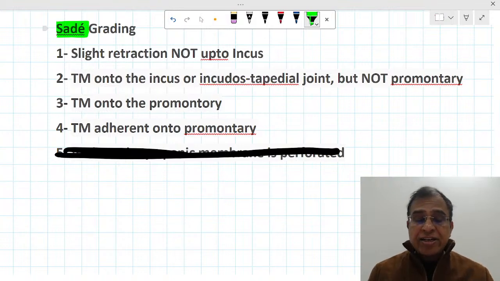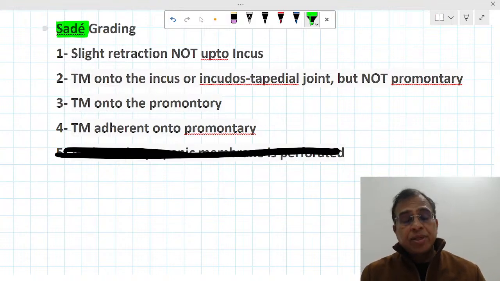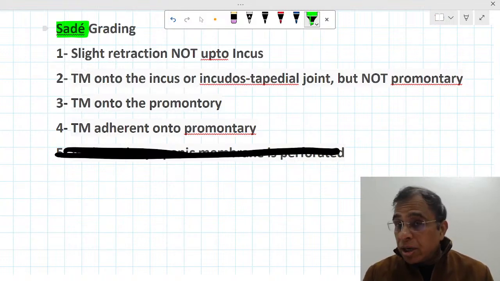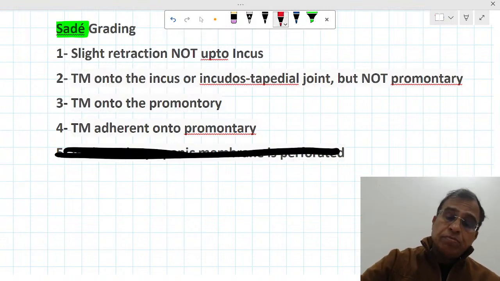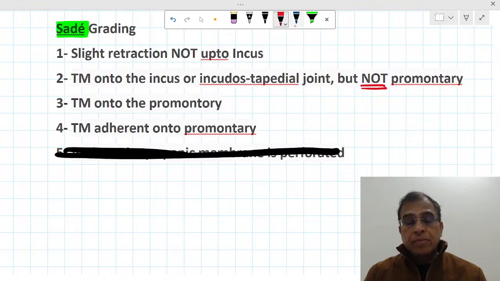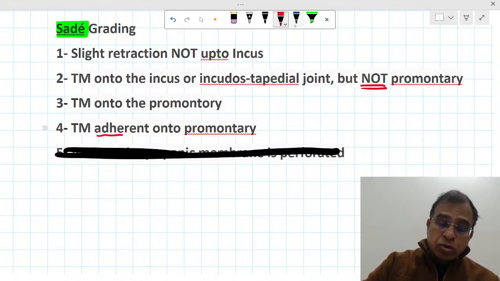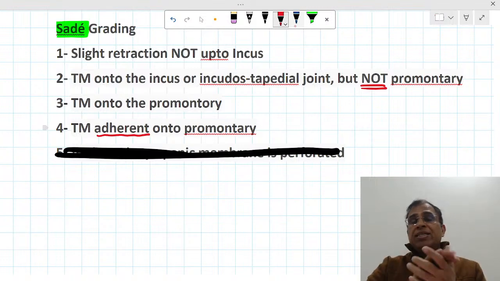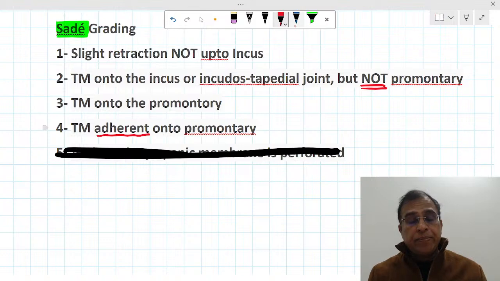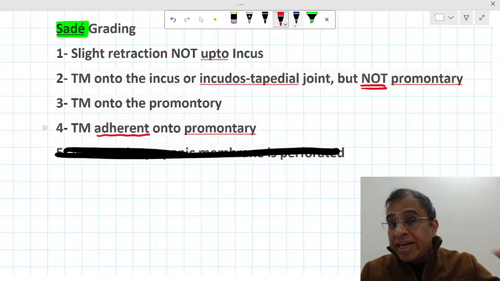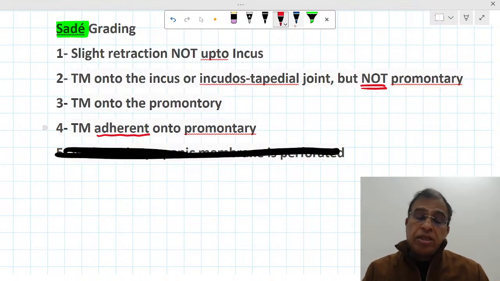So, what is grade 1? It is slight retraction, not up to incus. Grade 2, tympanic membrane onto incus or incudostapedial joint, but not promontory. Now, this word is very important, but not promontory. Because if it is onto promontory, then it becomes grade 3. And in grade 4, it is adherent onto the promontory. It is fixated onto the promontory. It is plastered onto the promontory permanently. Okay. So, it's very, very easy to remember. In grade 3, it is just touching the promontory. Only touching. In grade 4, it is adherent onto the promontory. Chipak jana is grade 4.